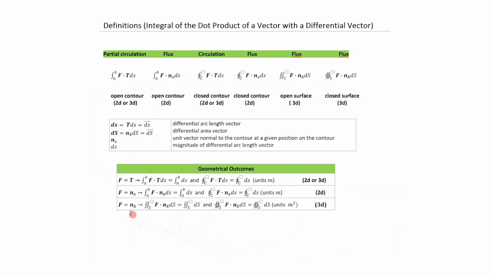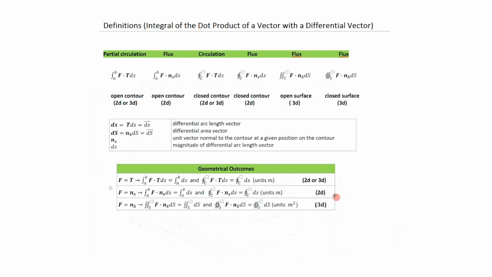So for instance here, if we let f be the normal to the surface, the unit vector, then the dot product between these normal vectors is 1, and you're just left with integrating over a surface. This would be over an open surface and over a closed surface. And units, of course, would be meters squared. So this would be for the 3D case. The circulation or partial circulation, either 2D or 3D.